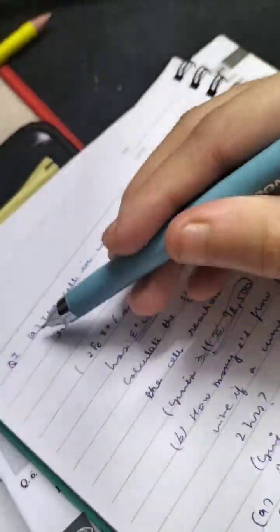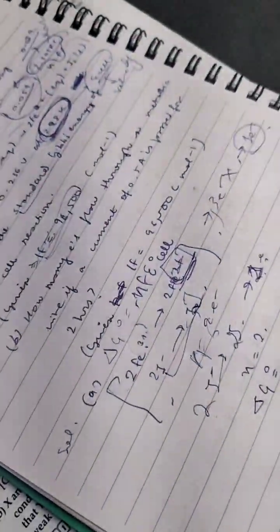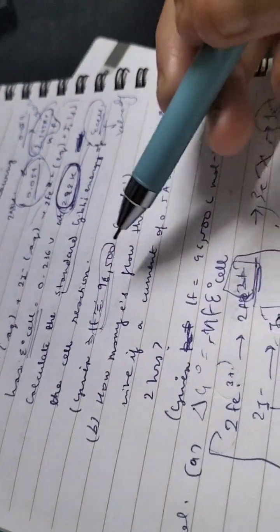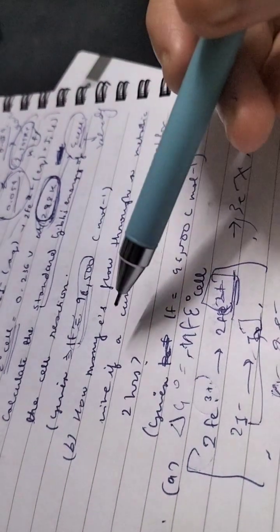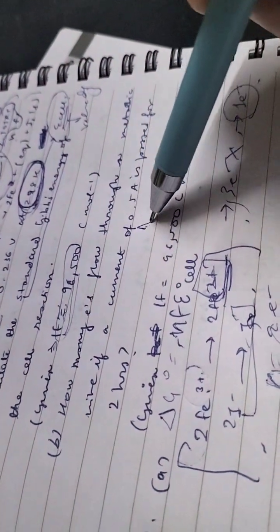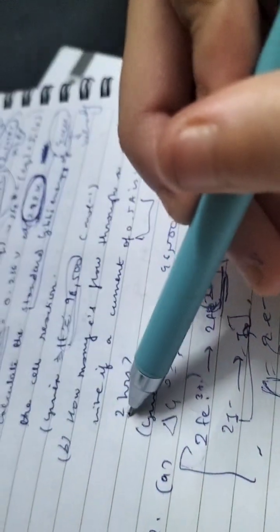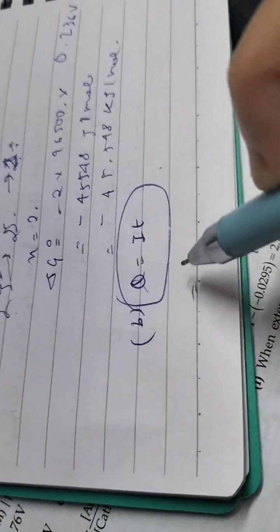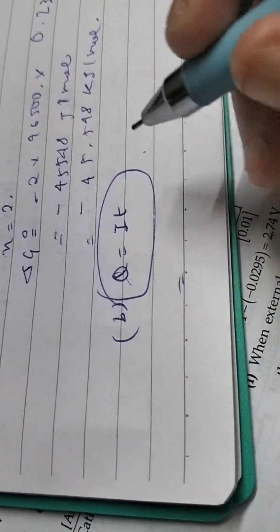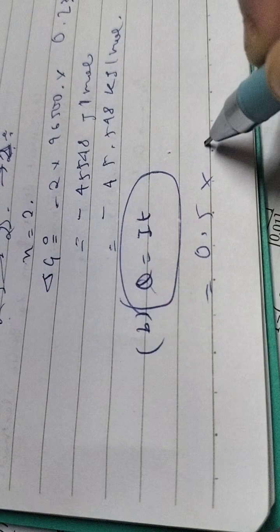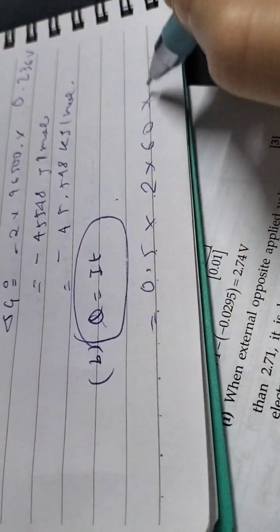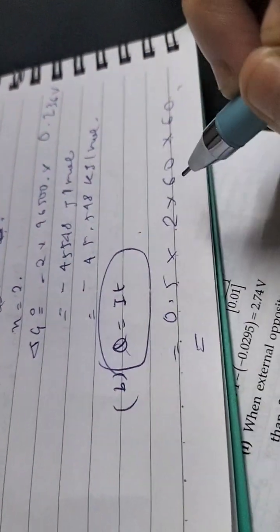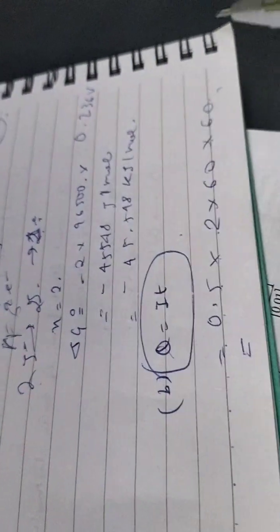So we have done the first question, which is the A part. Now we will do the B part. The question asks how many electrons flow through a metallic wire if a current of 0.5 A, which is amperes, is passed for 2 hours. So we'll put this formula in order to find the number of electrons. So 0.5 into 2 into 60 into 60, because we're trying to calculate this whole thing in seconds.